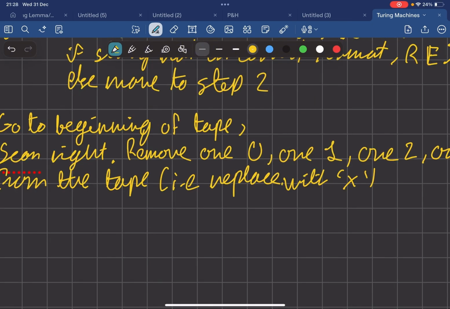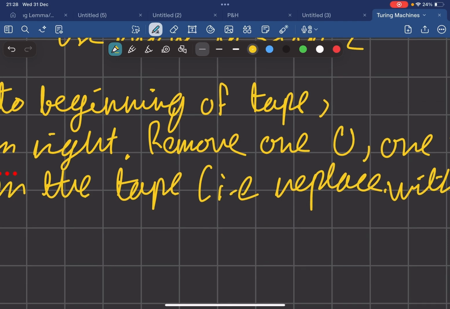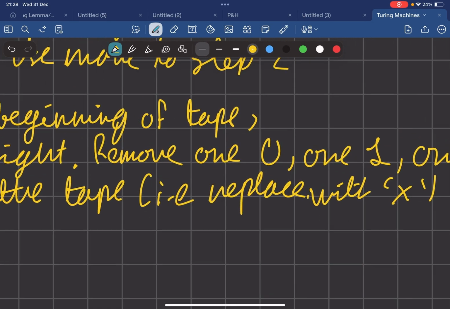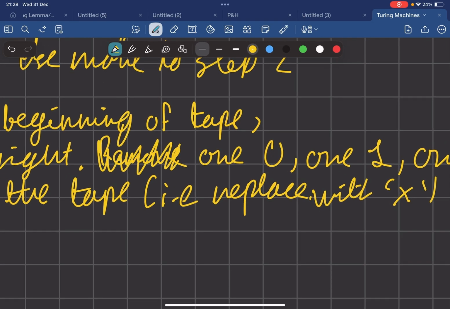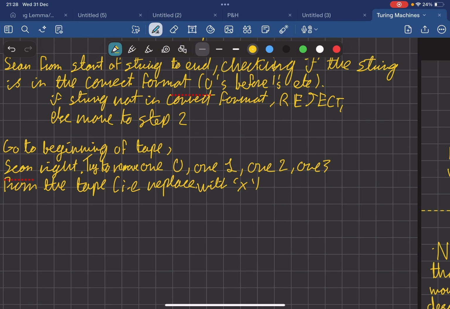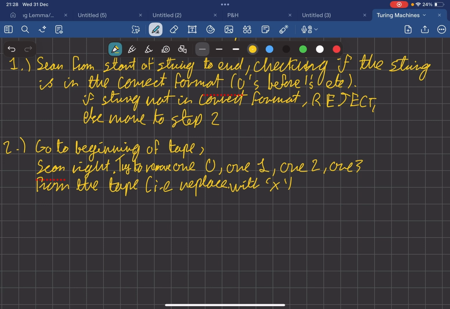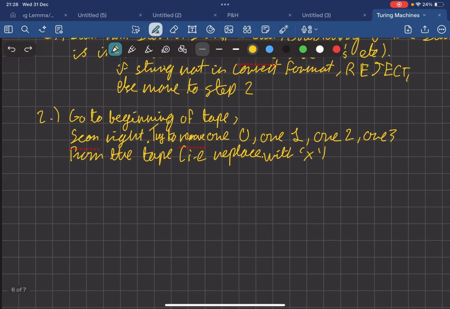So one thing I forgot to mention. This shouldn't say remove. It should say try to remove, because there could be a situation where we can't remove a character because we've already removed all instances of that character. So it's better to say try to remove.